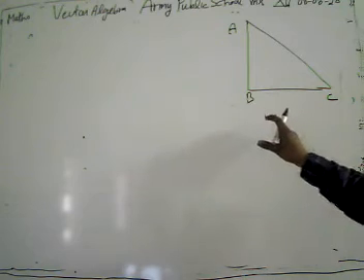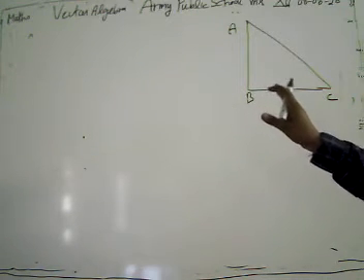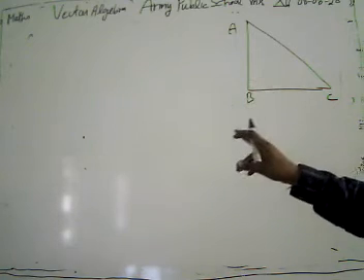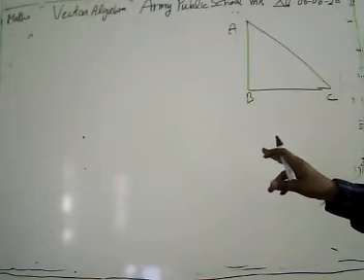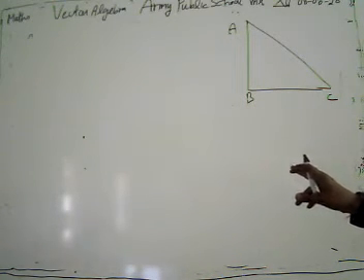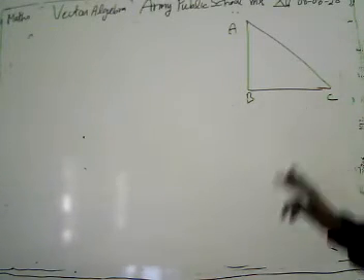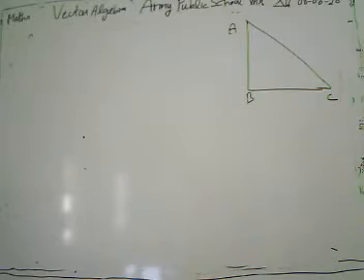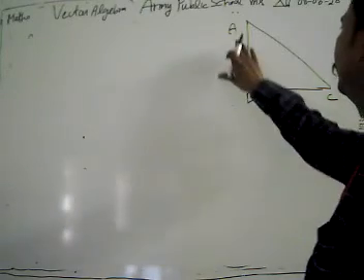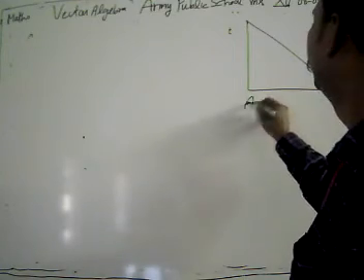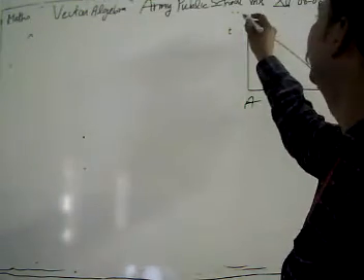Let's take a right angle triangle. Prove by vector method, in a right angle triangle ABC, the square of the hypotenuse. Just suppose, for convenience, we take this as A, B, C.